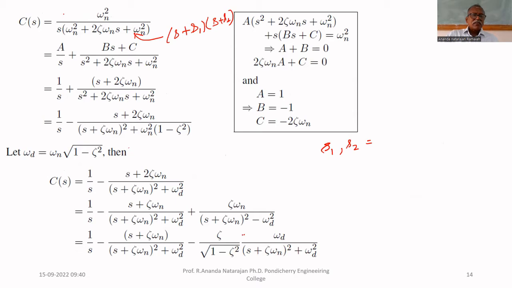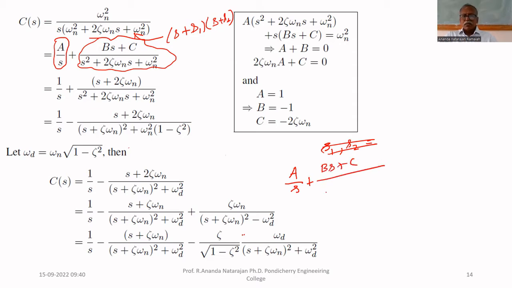Now we have to do the partial fraction. So we write A upon S plus Bs plus C upon S square plus 2 zeta omega n S plus omega n square. Why Bs plus C? Because it is a second degree polynomial. This equals omega n square upon S multiplied by S square plus 2 zeta omega n S plus omega n square. If you do the cross multiplication, you will get this equation.